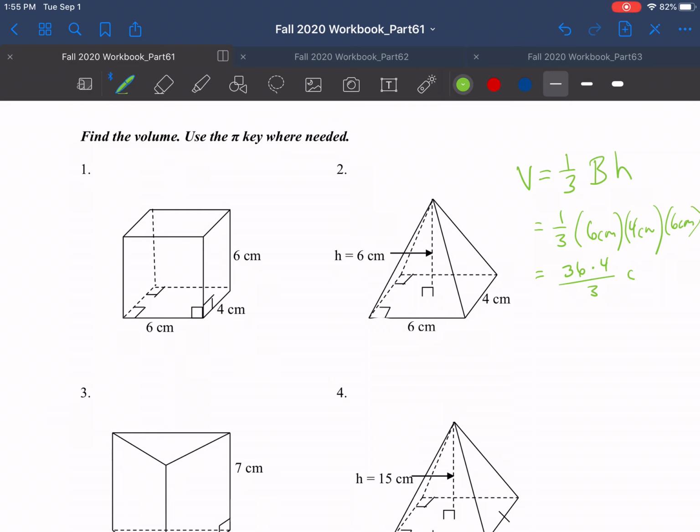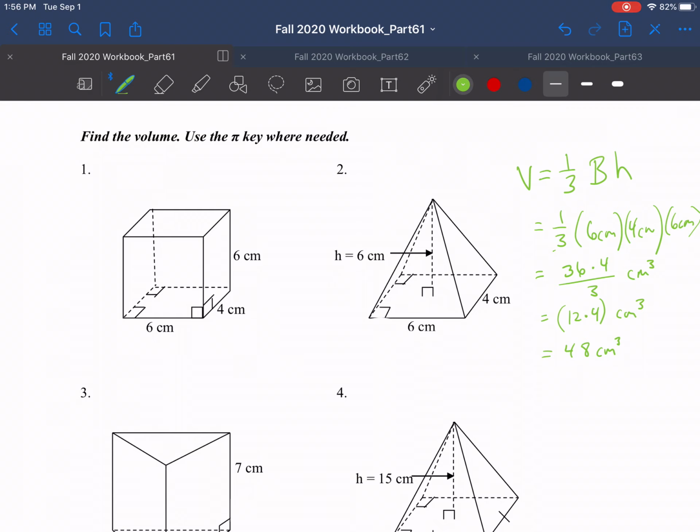And I'm doing it this way, and then of course centimeters, centimeters, centimeters, because I noticed that 36 being divided by 3 is pretty easy. I could have even just done 6 divided by 3 right off the bat, but 36 divided by 3 is just 12, and then 12 times 4 is a lot easier than 36 times 4, and so I'm just rearranging the order, and so that's going to be 48 cubic centimeters.